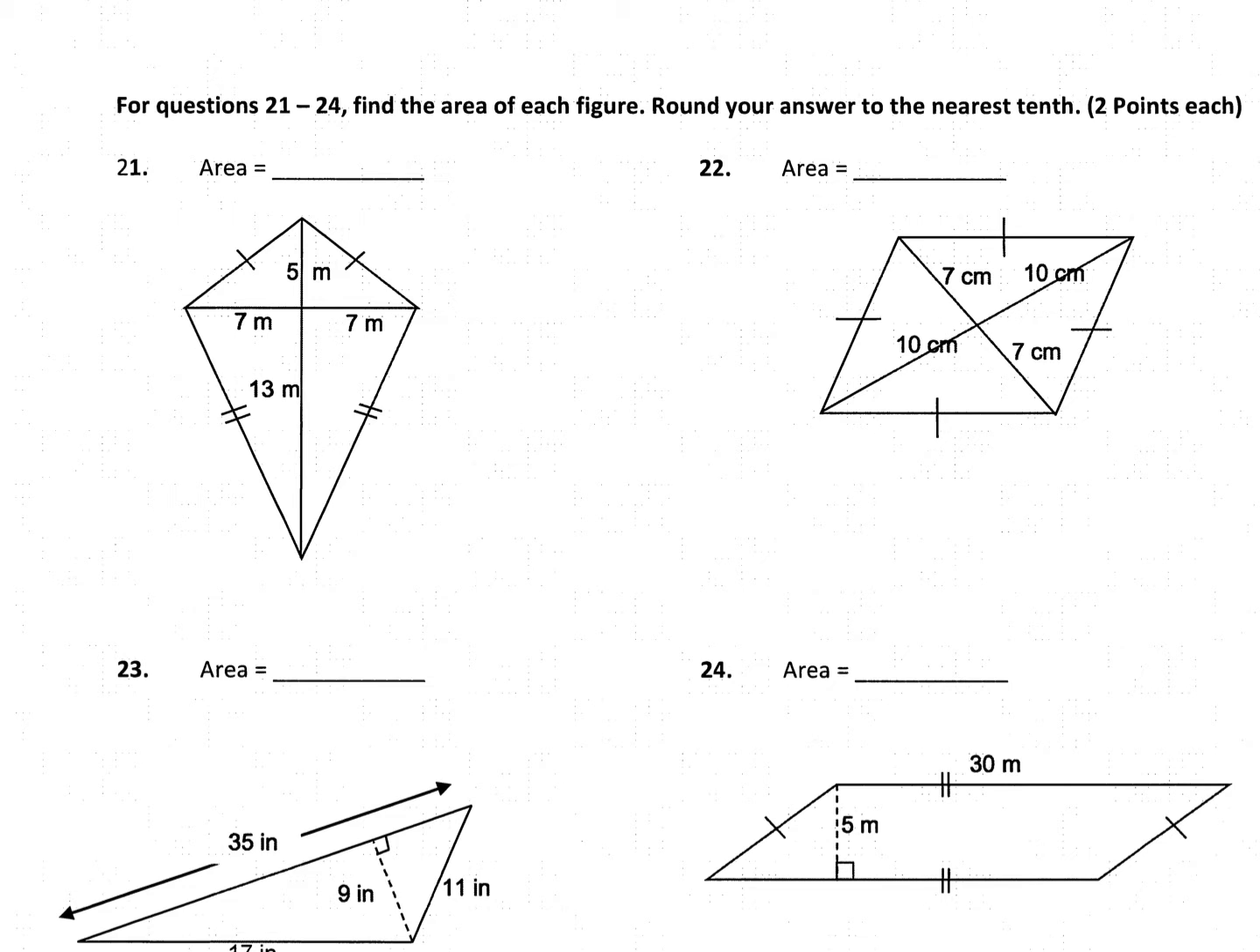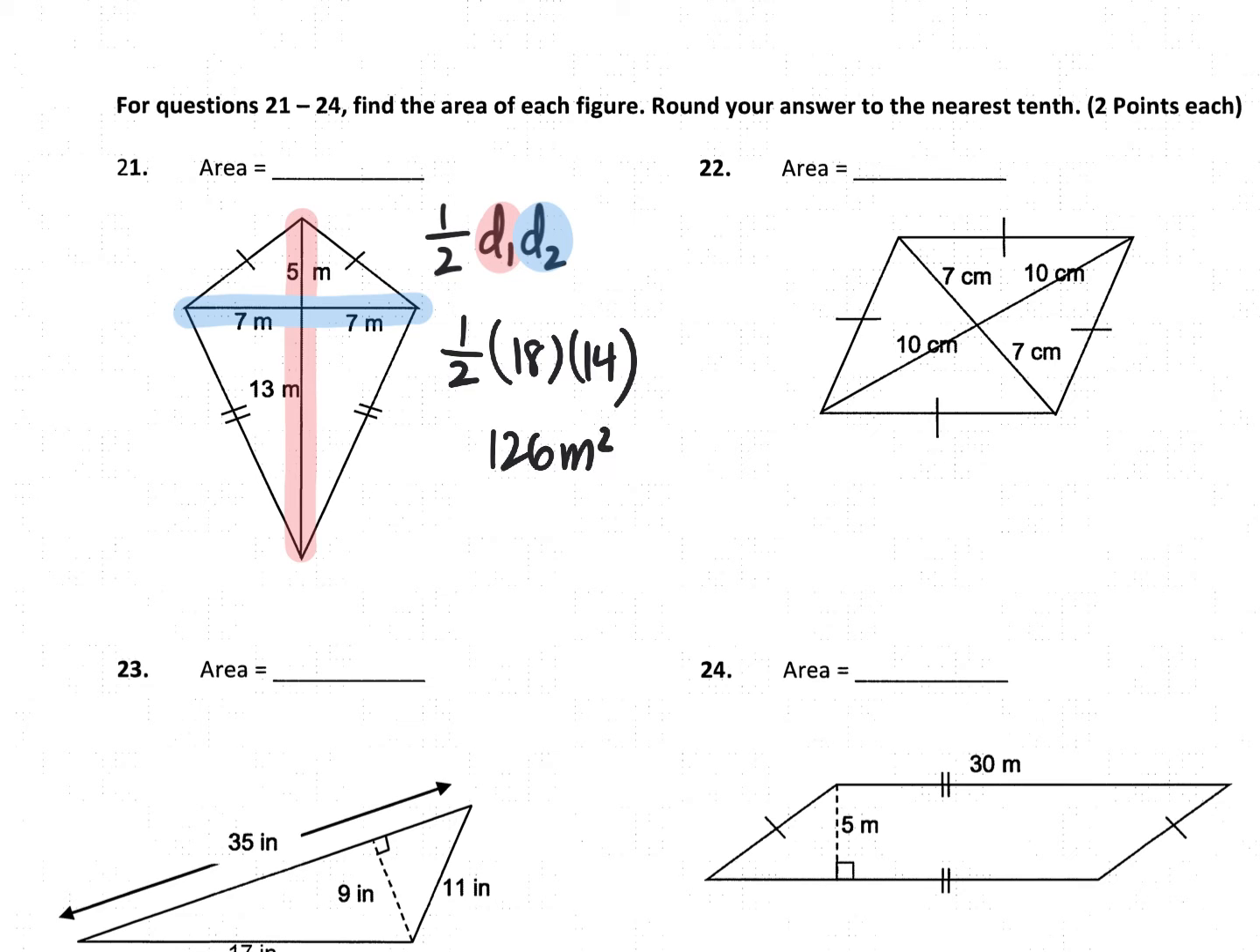So to find the area of a kite, we're going to take 1/2 the diagonal 1 times the diagonal 2. Diagonal 1 doesn't really matter, it can be this one right here or the other one. And then diagonal 2 is going to be 7 and 7. So I have 1/2 times 5 plus 13, which is 18 on that red diagonal, and 7 plus 7, which is 14 on that blue diagonal. Multiply those together, and we should end up with 126 meters squared for your final answer.